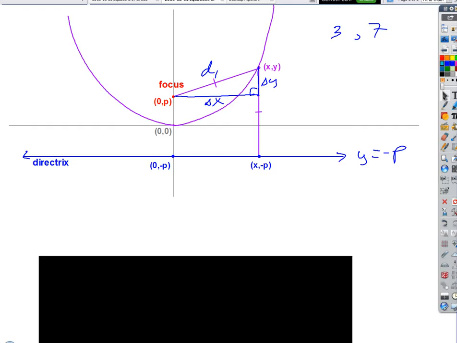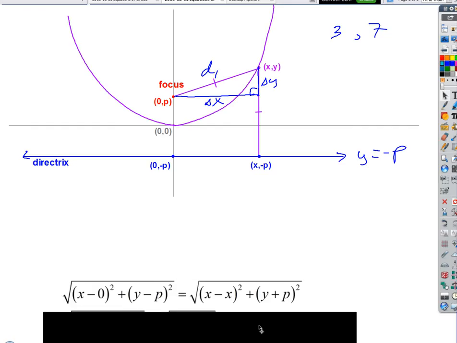Okay. So there's that part, right? So we know that x minus 0 is the change in x. What's the change in y? What are the coordinates right there? x is the x coordinate. What's the y coordinate? Gotta be y, doesn't it? Right. So then what's the change in y?